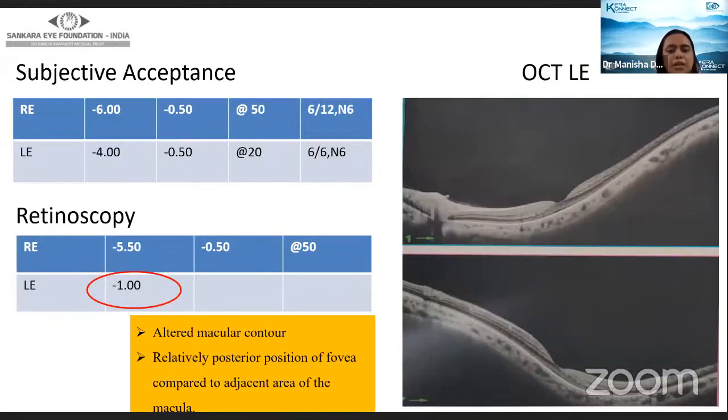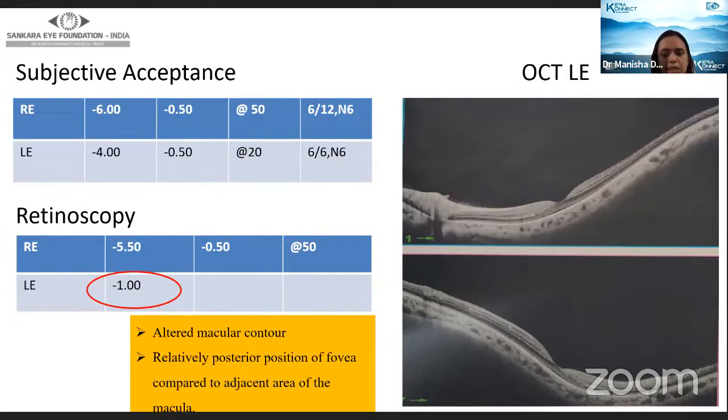Next slide, please. So during her refractive workup, in her subjective acceptance, we observed that in the right eye, it was -6 sphere with -0.50 cylinder at 50 degrees, correcting to 6/12. And in the left eye, it was -4 diopter sphere with -0.50 cylinder at 20 degrees. During retinoscopy, we observed that in the right eye, it is correlating with the subjective acceptance. But in the left eye, in contrast to -4 diopter sphere with -0.50 cylinder, in retinoscopy, it was just -1. So we did OCT for this patient.